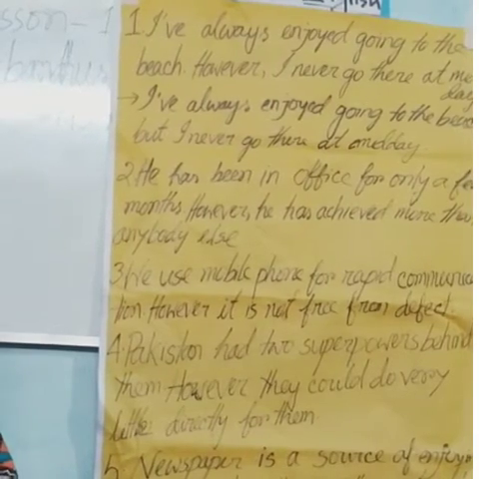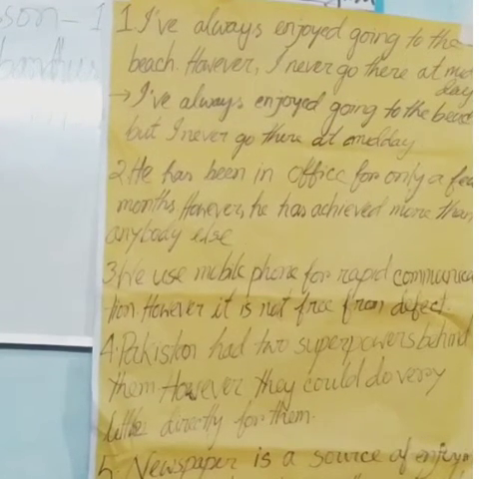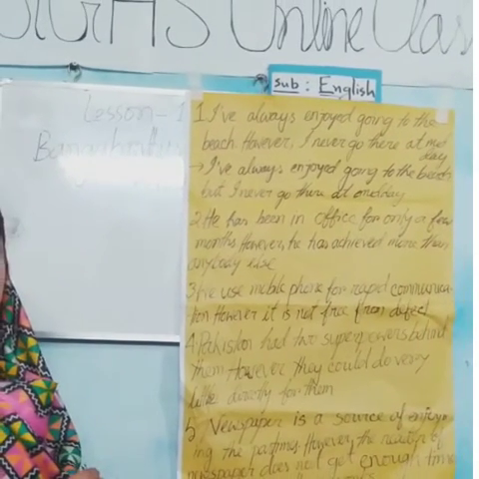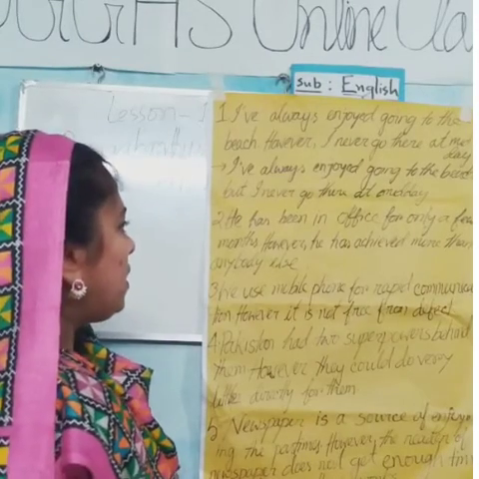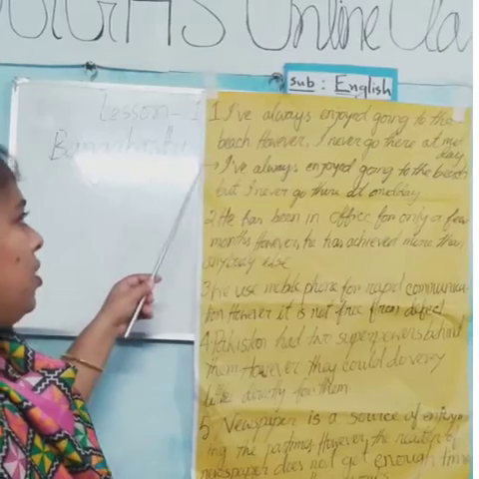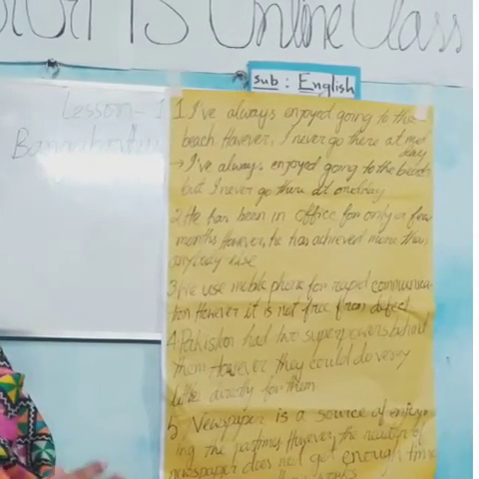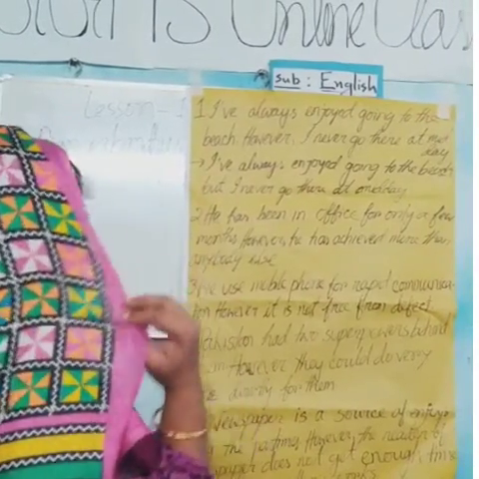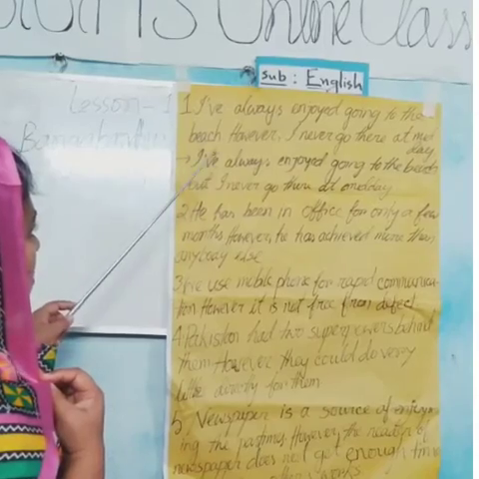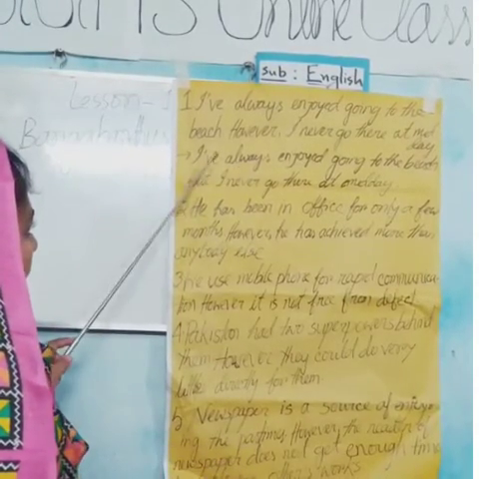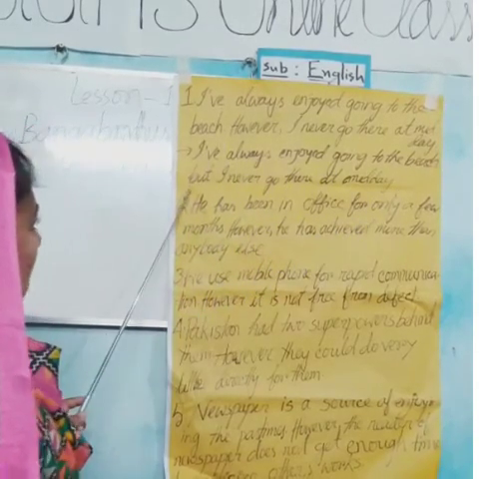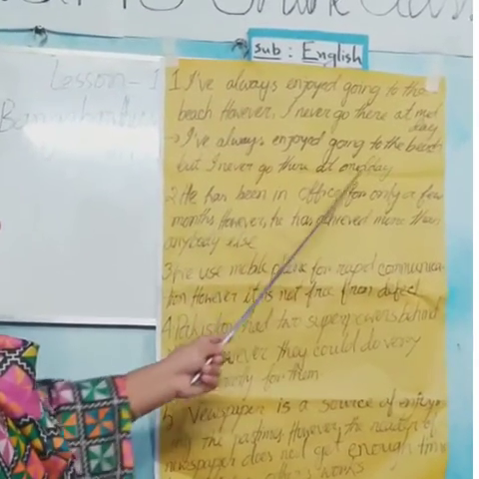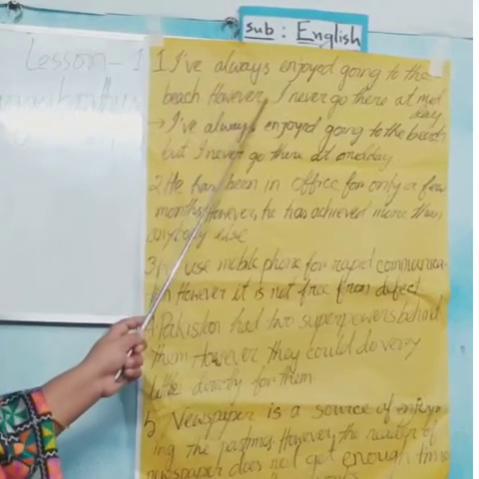There is a little difference between but and however. But is used in a sentence to show contrast and or contradiction. On the other hand, however is used in two sentences to show the contrast or contradiction. We can write the sentence with but. I have always enjoyed going to a beach, but I never go there at midday. Here we can see one sentence, and here we can see two sentences.